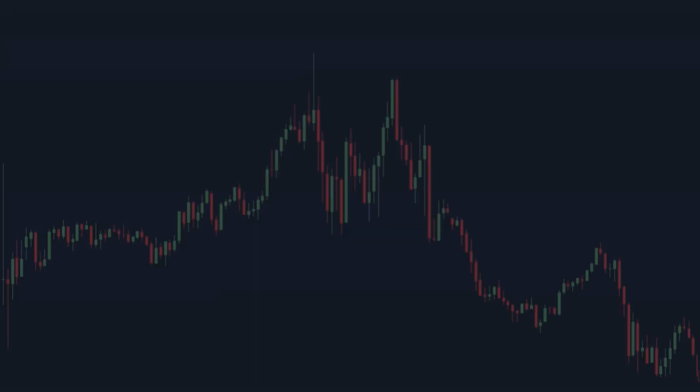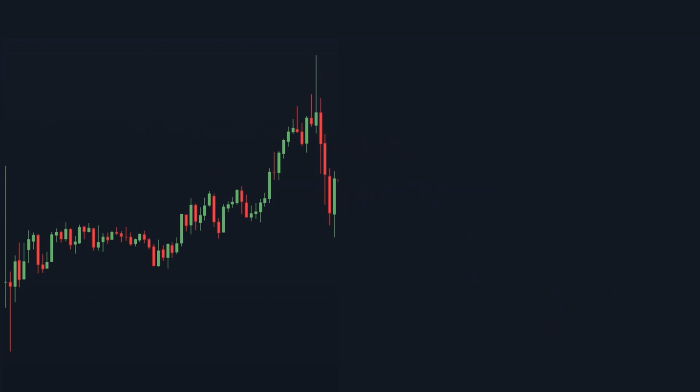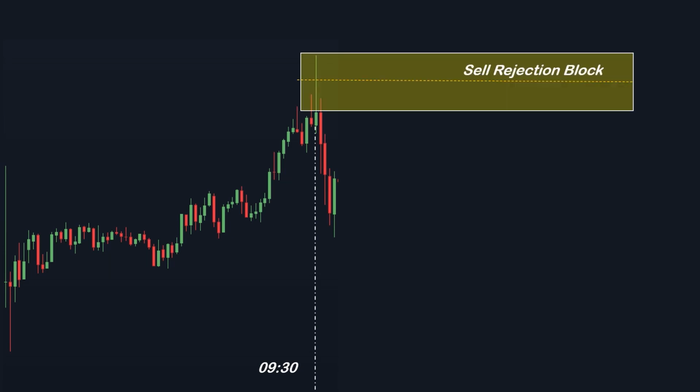1. Rejection block at 9:25 or 9:30 New York time. In my analysis of the rejection block, I noticed that a rejection block formed exactly at 9:25 or 9:30 New York time never has its high or low violated during that time frame. This setup has a lot of similarities to the ICT silver bullet concept. Make sure to backtest this.